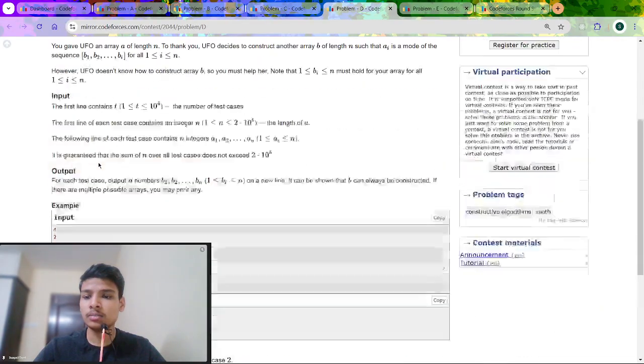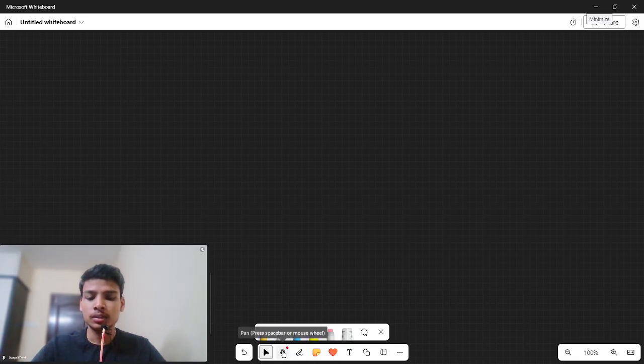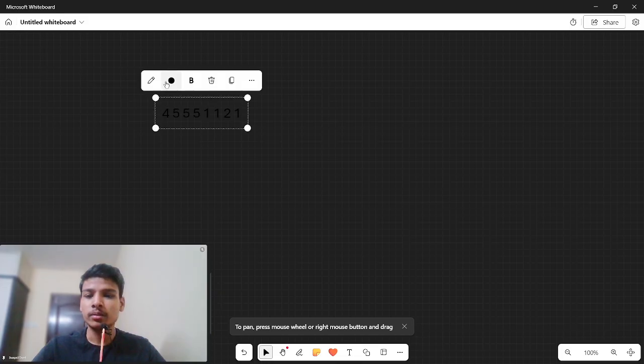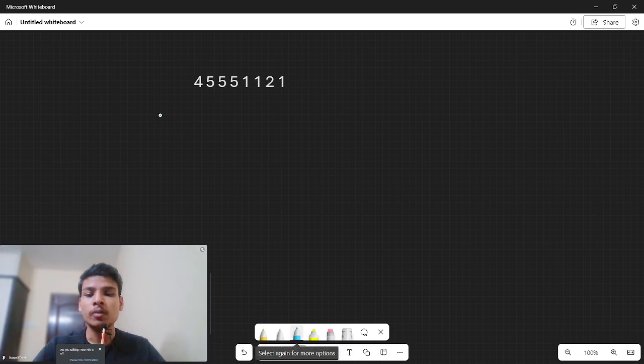So for example, let us take an array. We will be given an array like this, and we have to construct another array from this particular array. The mode, we can say the value of the mode of a prefix array, the mode of a subarray, is the maximum occurring element in it.